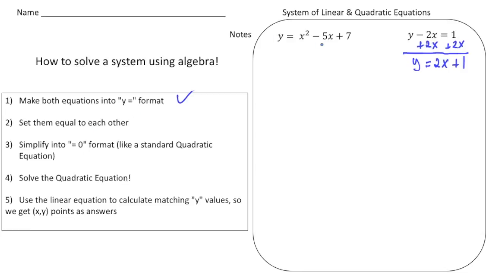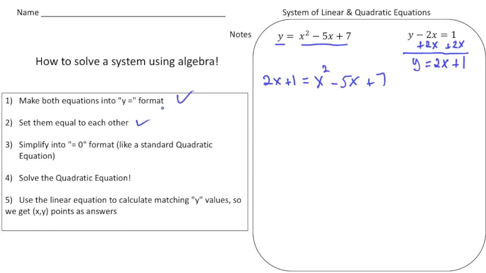Step number 2, we set them equal to each other. Because I know y equals 2x plus 1, I'm going to replace this y with the 2x plus 1. So it's going to be 2x plus 1 equals this function right here, x squared minus 5x plus 7. So that's step number 2.